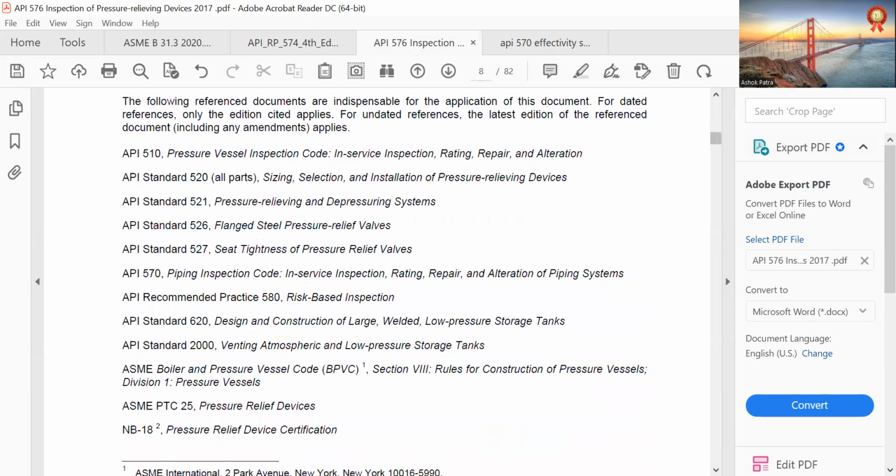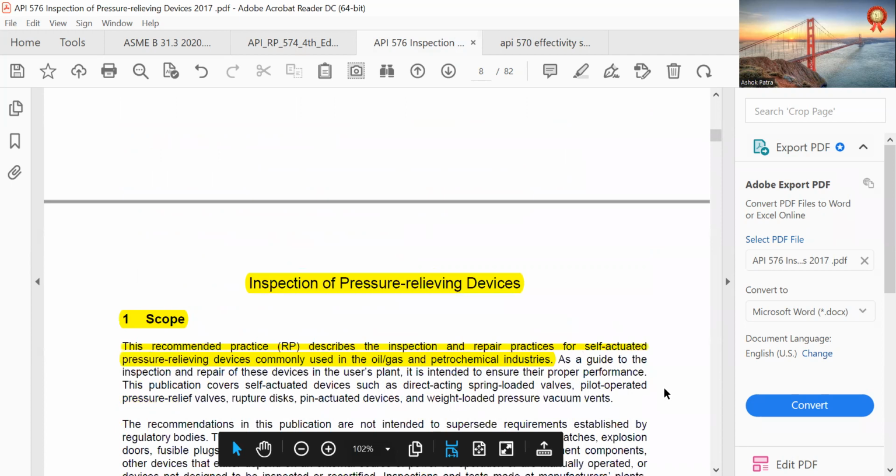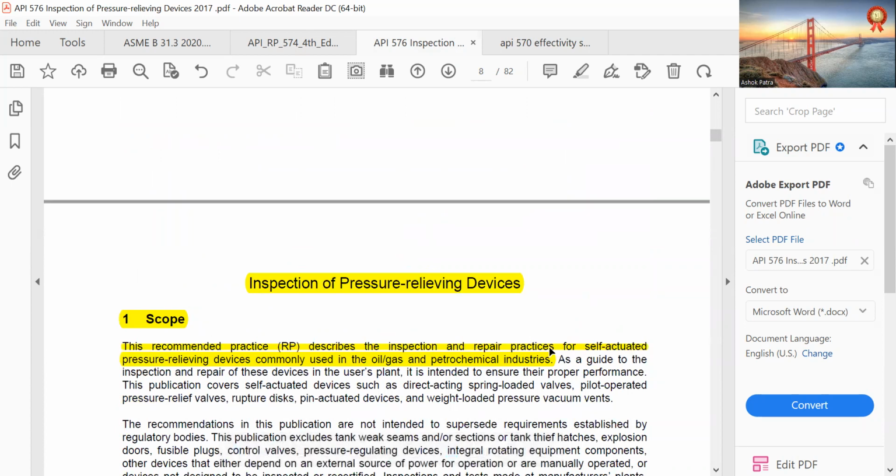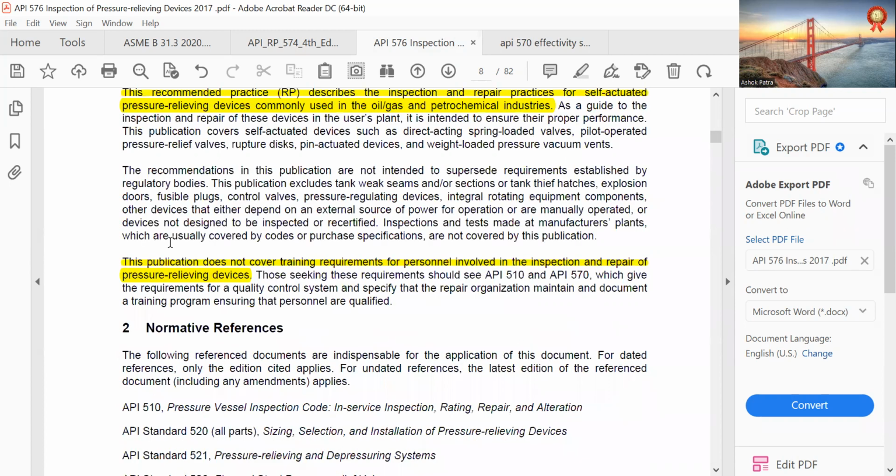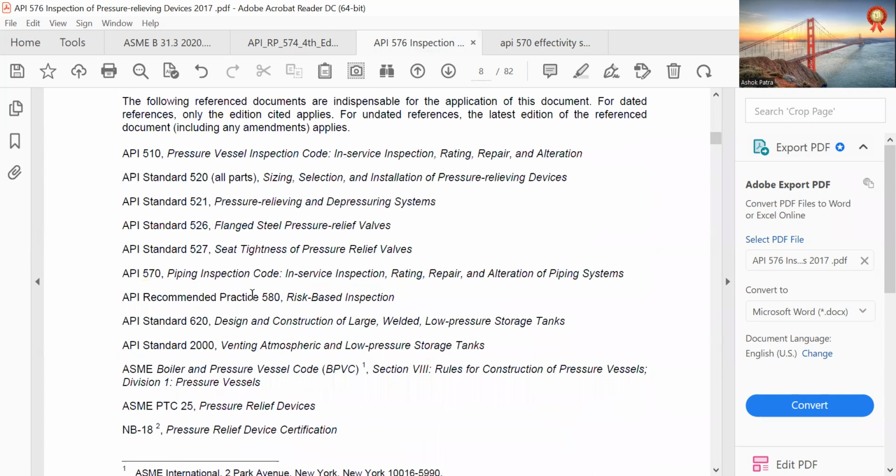So, inspection of pressure relieving device. The recommended practice describes the inspection and repair practice for self-actuated pressure relieving devices commonly used in the oil, gas and petrochemical industries. The publication doesn't cover training requirements for personnel involved in the inspection and repair of pressure relieving devices, PRV.